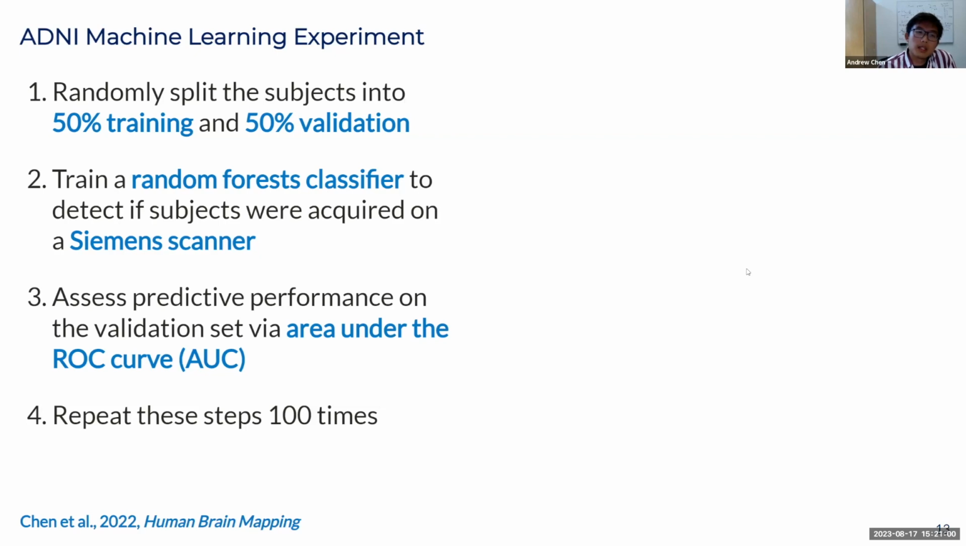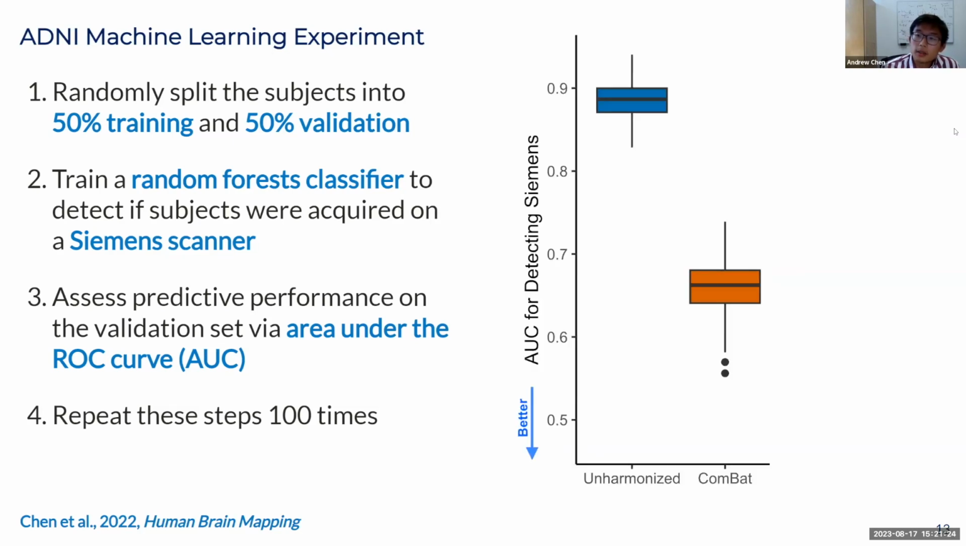And the paradigm is fairly straightforward. We just randomly split the subjects into 50% training, 50% validation, and we use a random forest classifier to try to detect if the subjects were acquired on a Siemens scanner. We're assessing this using AUC and repeating this 100 times over random sampling. What we found was quite striking in the ADNI-1 sample: prior to performing any harmonization method, just in the original data, we were able to detect the Siemens scanner with an AUC of around 0.9 across the samples. And that indicates that it's very easy, in a sense, to detect these scanner effects.